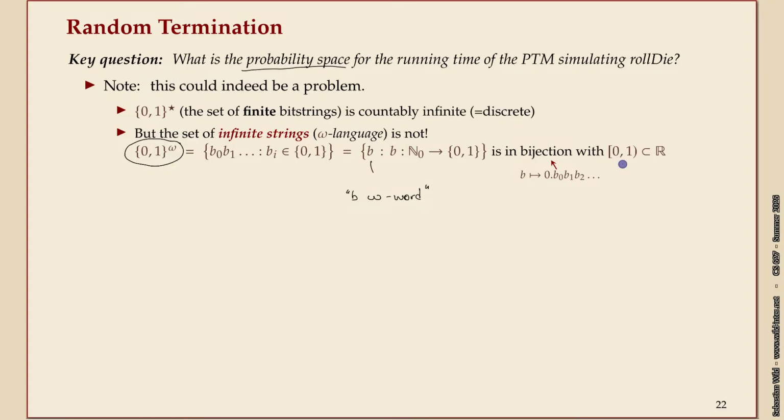You could also think of these as real numbers between 0 and 1, written as infinite binary fractions. So in particular, this is actually a bijection. You can take your infinite omega word and just write 0 dot and then the digits, the bits. That's a number between 0 and 1, and you can exactly represent all real numbers that way.